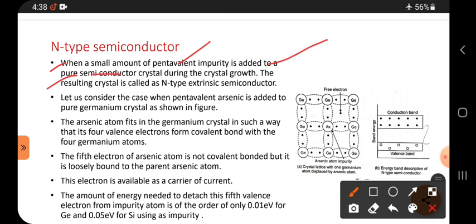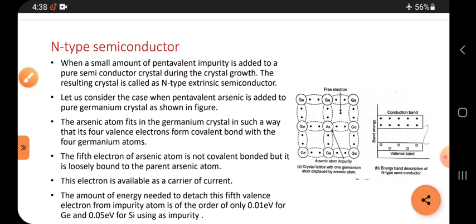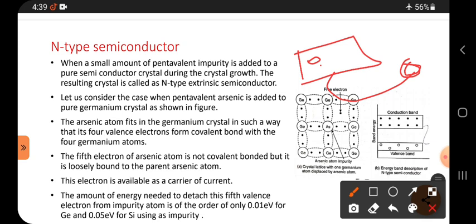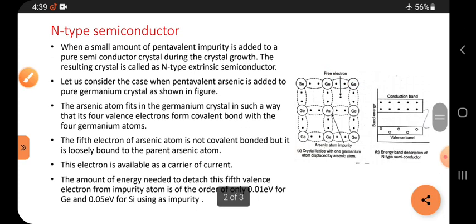So when a crystal is growing, means when a crystal is being prepared, during the crystal preparation, the resultant crystal we call an N-type extrinsic semiconductor. For example, let this be a pure form of semiconductor. To this, a very small amount of pentavalent impurity is added. So when we add pentavalent impurity to it, it becomes an N-type semiconductor. And the diagram is also given. That diagram I will explain later.